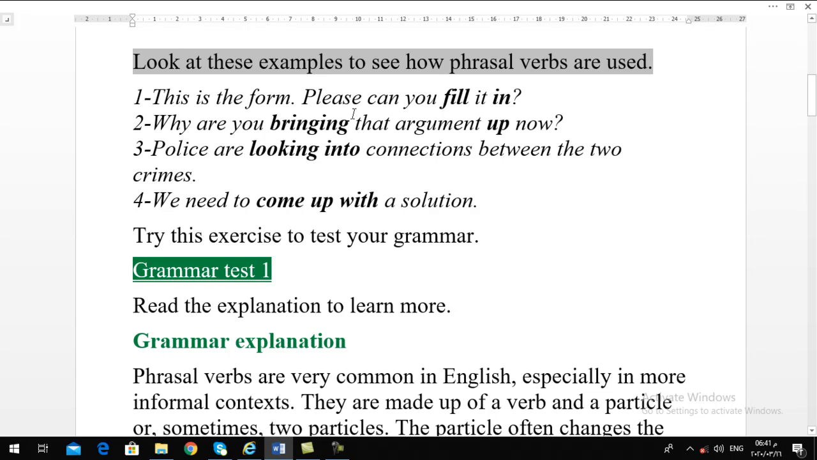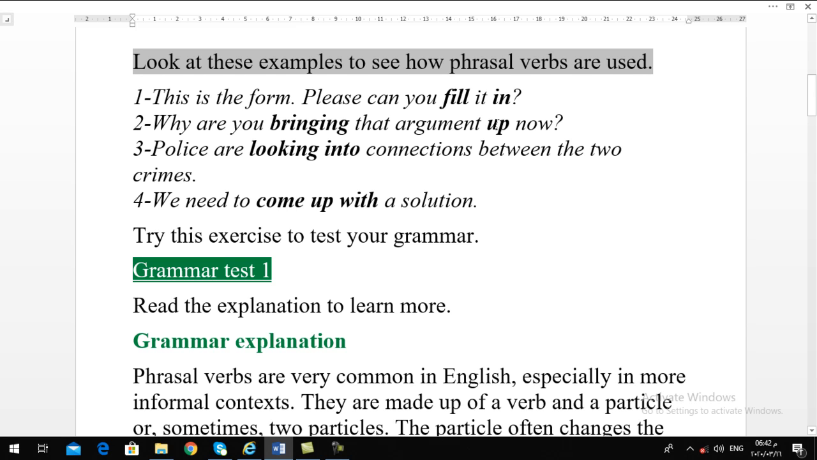Number two, why are you bringing that argument up now? Could you guess the meaning of bring up something? It means to start talking about something. So bring alone means to get something, to go to a place to get something and come back. But bring up means to start talking about something. So what changed the meaning of bring? The particle up, and now bring up is a phrasal verb.